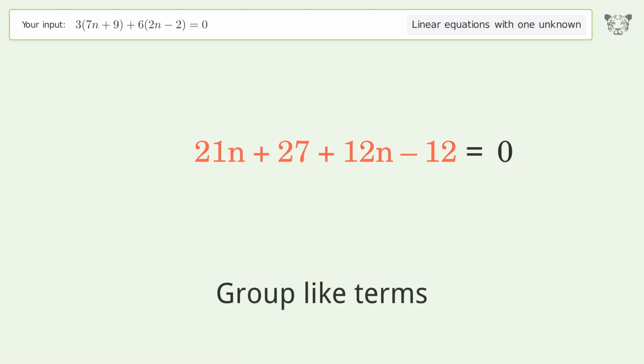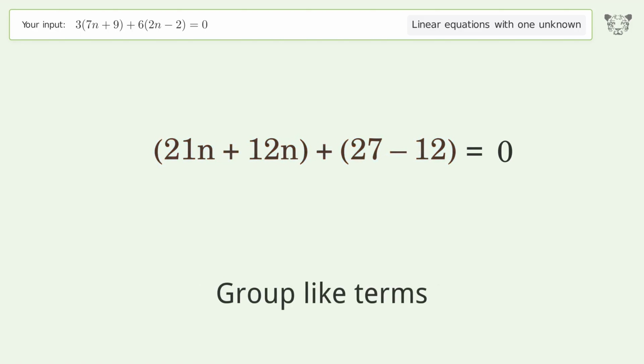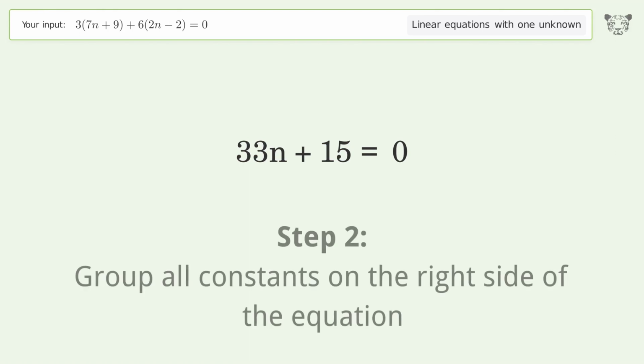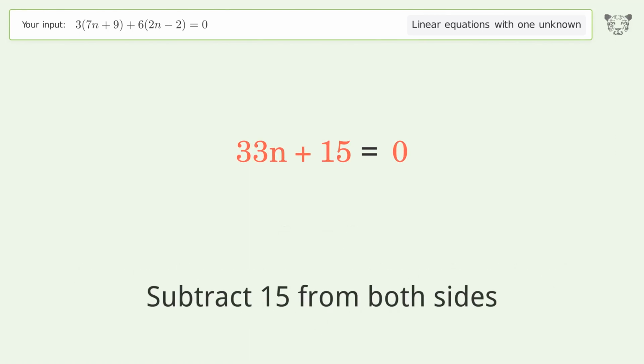Group like terms. Simplify the arithmetic. Group all constants on the right side of the equation. Subtract 15 from both sides.